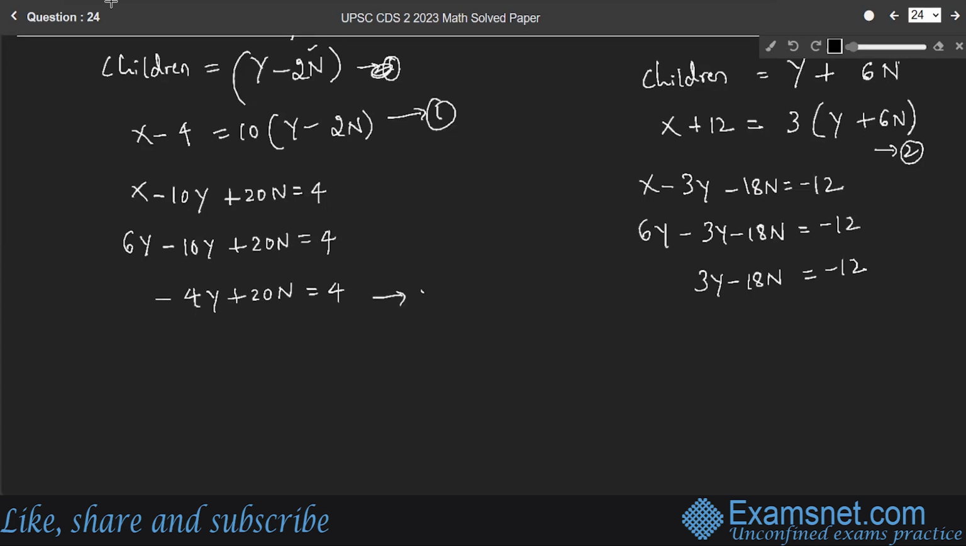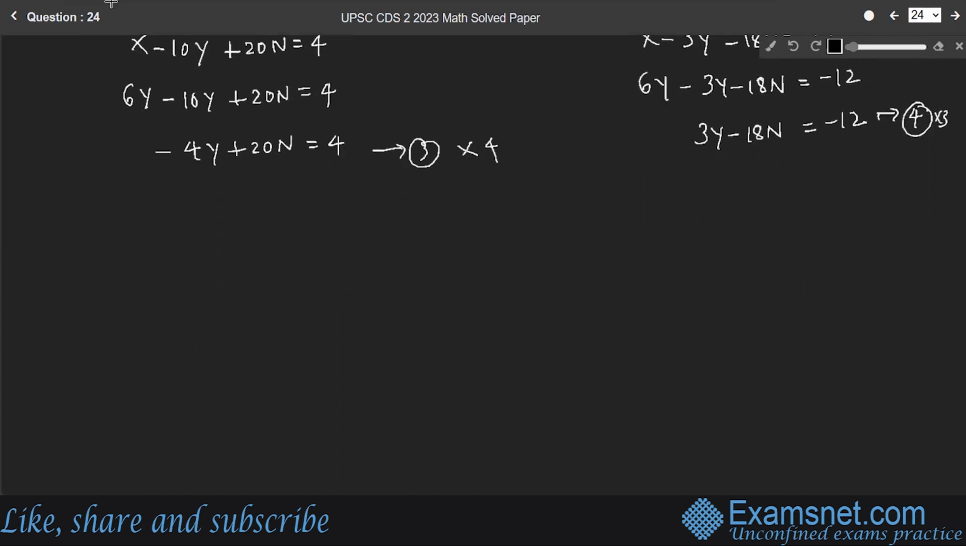Right? So we call these two equation 3 and 4. We'll solve for y and n, right? So we take equation 3 into 3, and equation 4 into 4. So it becomes minus 4 into 3, minus 12y plus 60n is equal to 12, and equation 4 into 4 becomes 12y minus 72n is equal to minus 48, right?